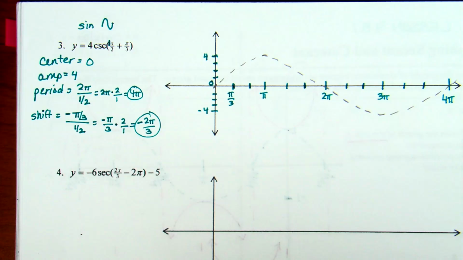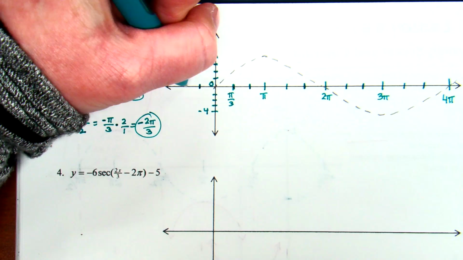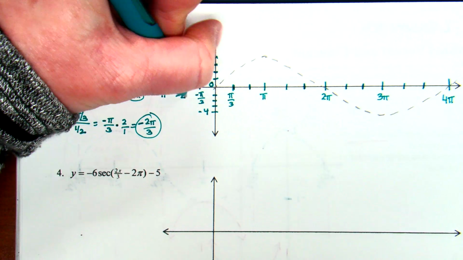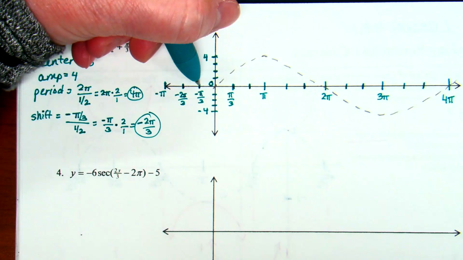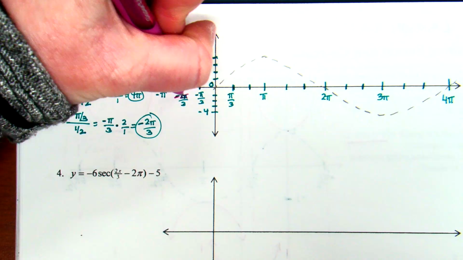So look at my original graph. It was here at the origin. How far do I have to move it? Negative 2 pi over 3, which is how many marks on my graph? 2 marks. Okay, up here, I had a max above pi. Where's that max going to be now? It's going to be above pi over 3. I didn't catch it. Sorry, guys. We'll get it here in a moment. Okay, it's going to be above pi over 3.